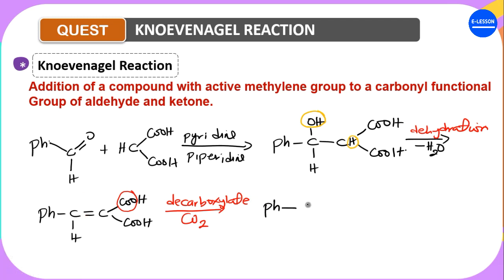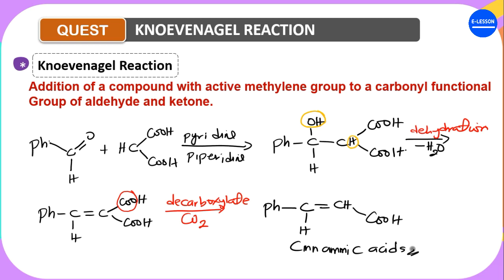This phenyl ring, note that we cannot keep writing phenyl all the time. What we removed was CO2. The hydrogen is attached here, and then you have COOH. This product is called cinnamic acid. It's called what? Cinnamic acid. So that is for the Knoevenagel reaction.